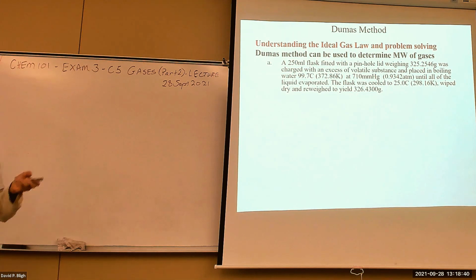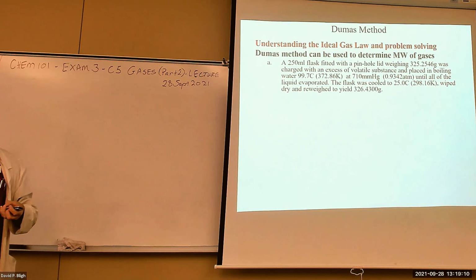250 milliliter flask. Okay, there you go. With a pinhole lid. Okay. Ours was a double lid. Weighs this much dry. Then we put an excess amount of the substance in there and dunked it in boiling water. There's your temperature. And barometric pressure was this value until all the liquid evaporated.